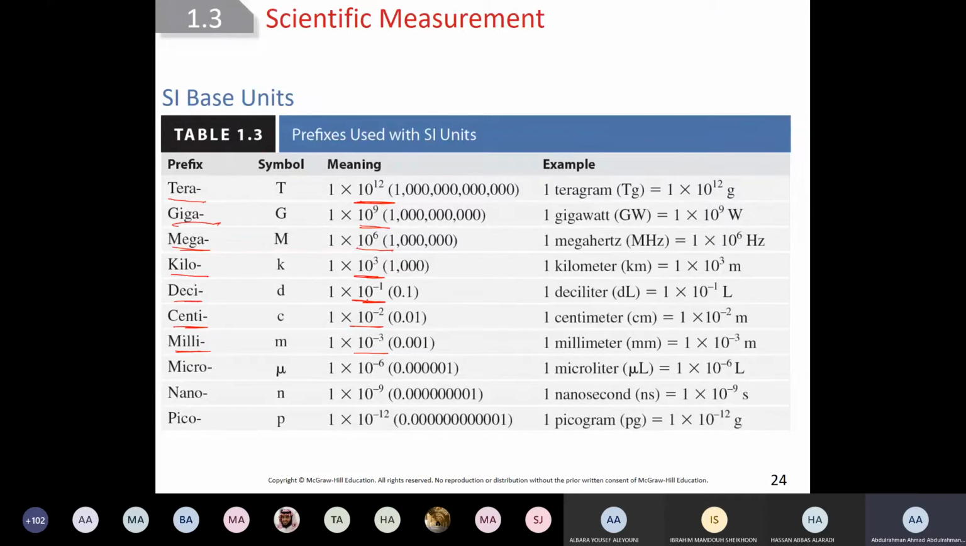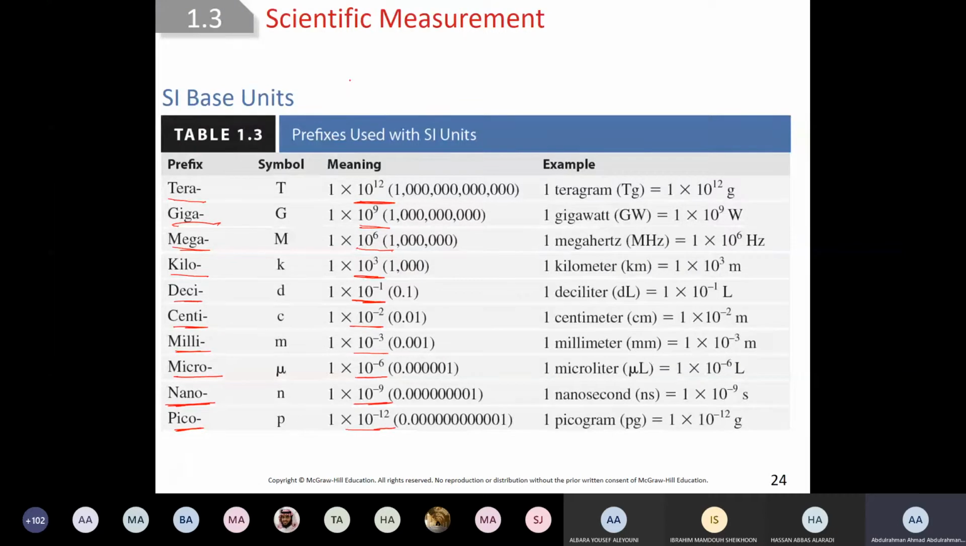Then deci is 10 to the power minus 1. Centi means 10 to the power minus 2. Milli means 10 to the power minus 3. Micro means 10 to the power minus 6. Nano, everybody knows nano now, 10 to the power minus 9. And then pico means 10 to the power minus 12.